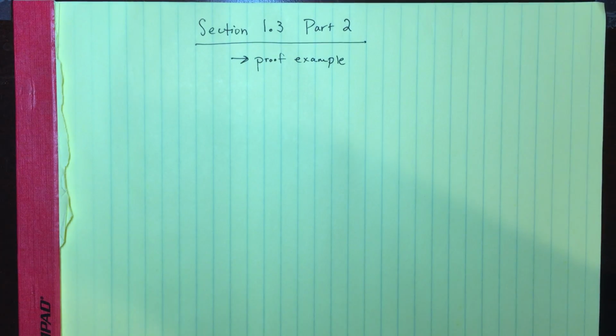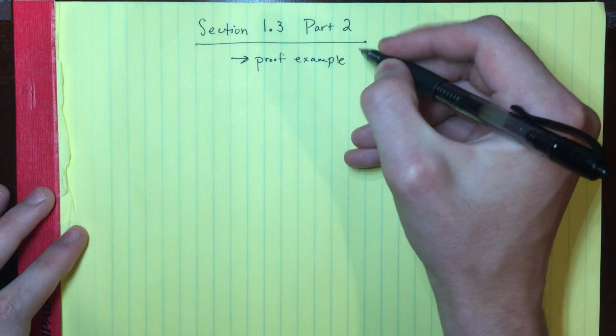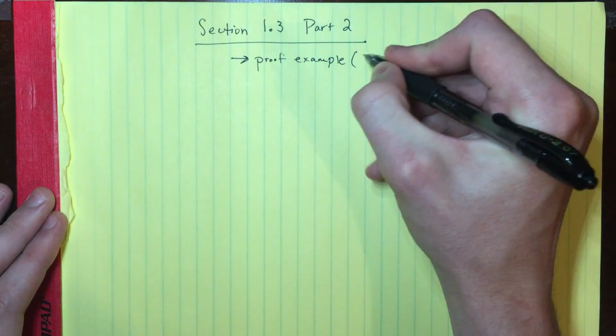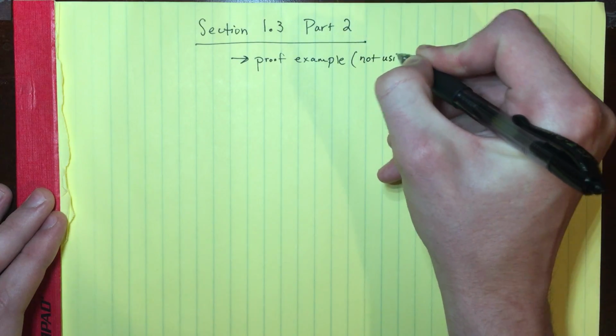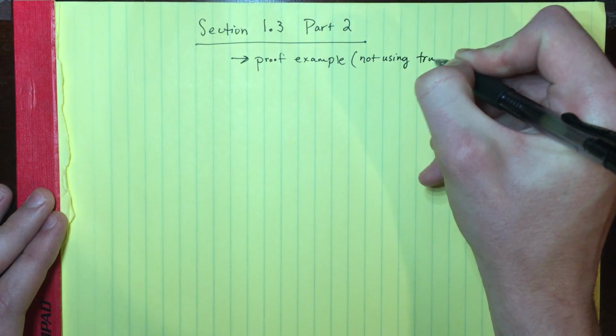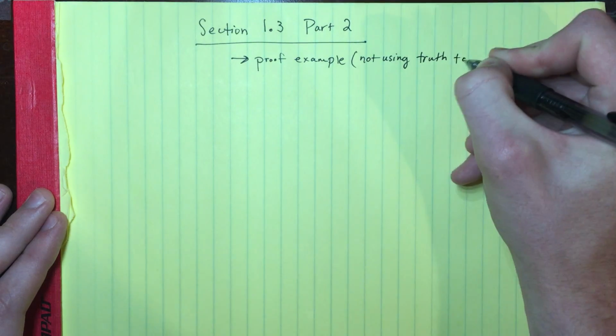Welcome everyone. Today we are going over section 1.3 part 2. We are doing a proof example, and in this proof example we are not using truth tables. We're using logical equivalences.